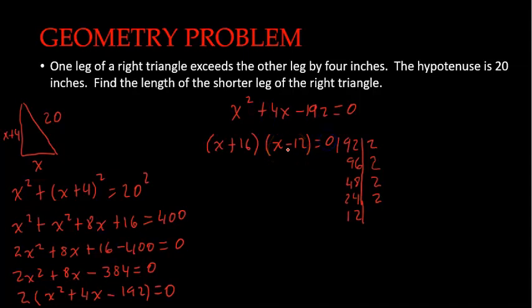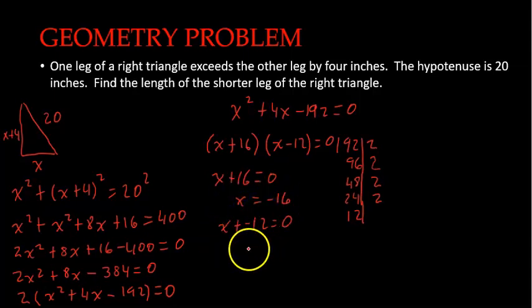Now we set each factor equal to 0. x plus 16 equals 0, and x plus negative 12 equals 0. So in the first equation, x is equal to negative 16, and in the second equation, x is equal to 12. In this case, the question is to find the length of a leg. So the length is necessarily positive. So the solution in this case is x equals 12.